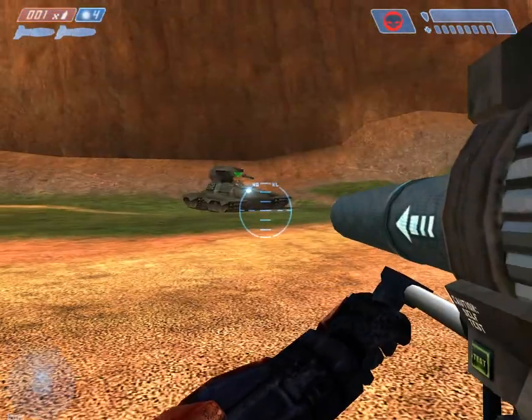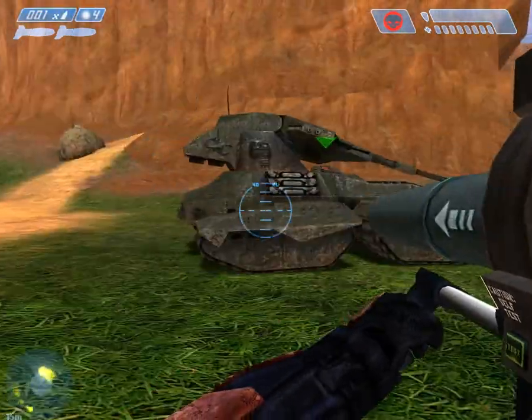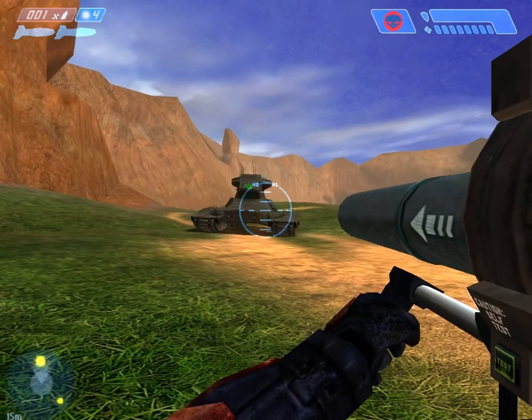And this is an example clip of a position warp. So I have a friend in a tank here. He's just going to drive forward, and boom, warp. Pretty cool.